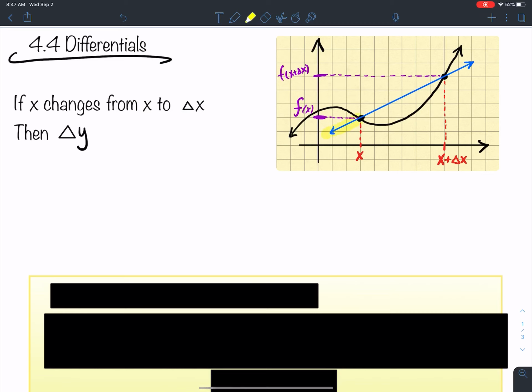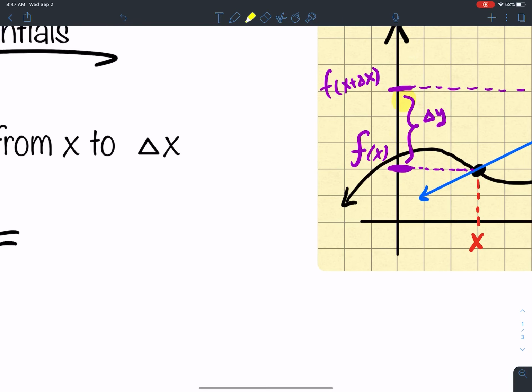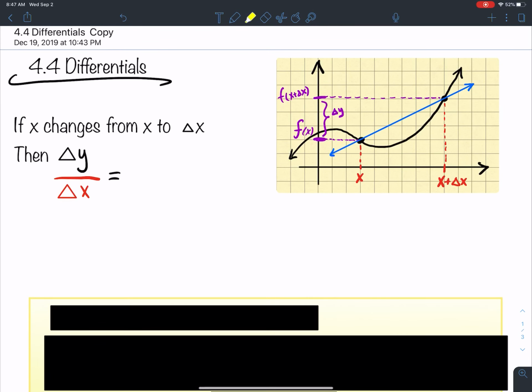Okay, so I have a secant line that runs through the two here. So what does that tell me? Delta y, which is the distance between f of x and f of x plus delta x, divided by delta x, all right? So we're changing from x to x plus delta x. This distance here is delta x.